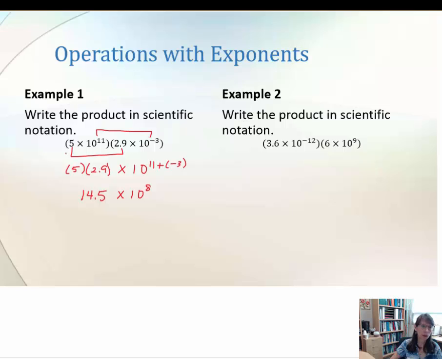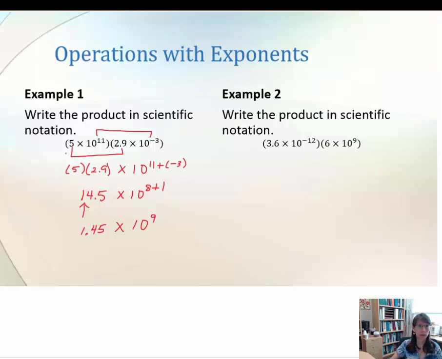Now notice that 14.5 is not a number between 1 and 10, so we're not quite done. Think about our last lesson. Remember how we talked about where to replace the decimal? We just changed 14.5 to 1.45. We shrunk that number by a factor of 10. So if this portion of the number is shrinking by a factor of 10, the other portion of the number has to be increased by a factor of 10. So the final answer is 1.45 times 10 to the power of 9.